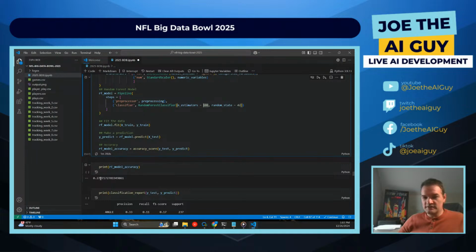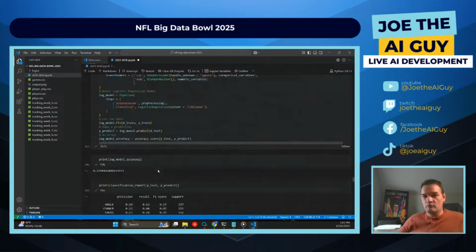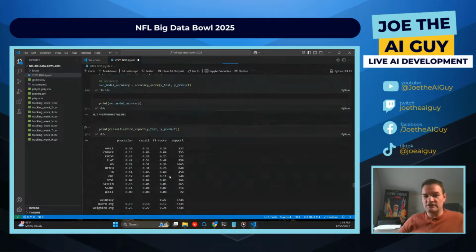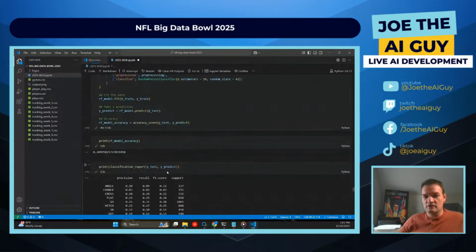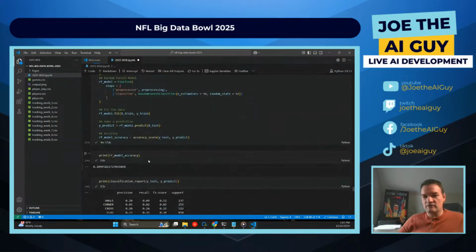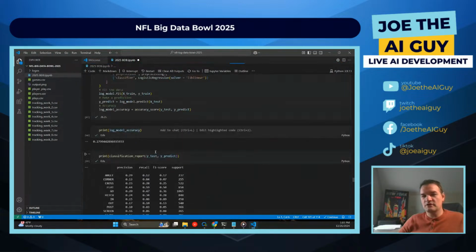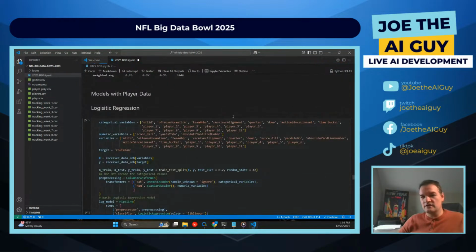We'd seen before its accuracy here was only 27%. And then once we added the player data, you can actually see how much this hurt the logistic model, because now its accuracy fell to 20%, 21% from 27%. So knowing who the players were significantly hurt its outcome here.